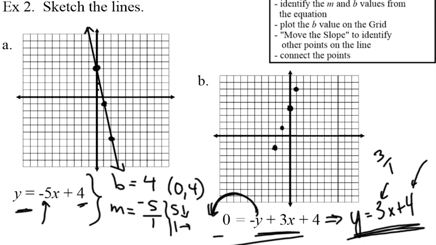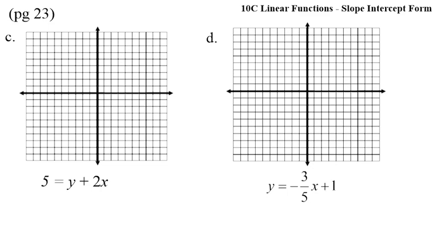There's what my line looks like. I can connect points. And there's what the line looks like for 3x plus 4. As long as I'm in slope-intercept form, it's easy to work with. Try on page 23, C and D, see what you come up with.